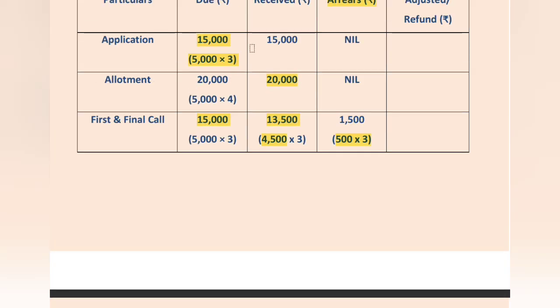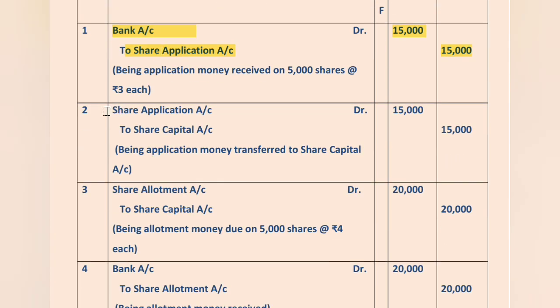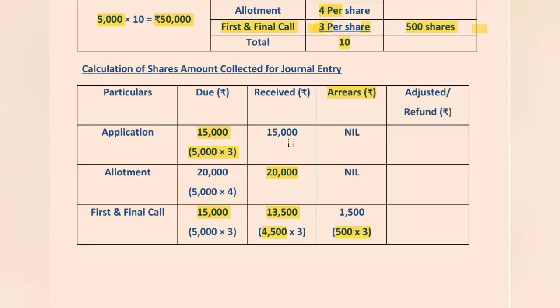So that money is transferred to share capital, right? Share application account debit to share capital account, 15,000. Being share application money, you can write like that. It is given as equity share, so equity share application money transferred to equity share capital account. So one entry is completed, right? For application, we have two entries.